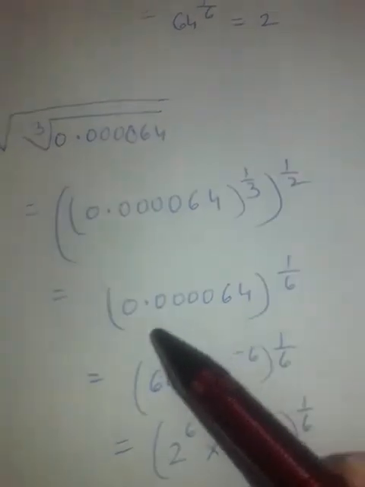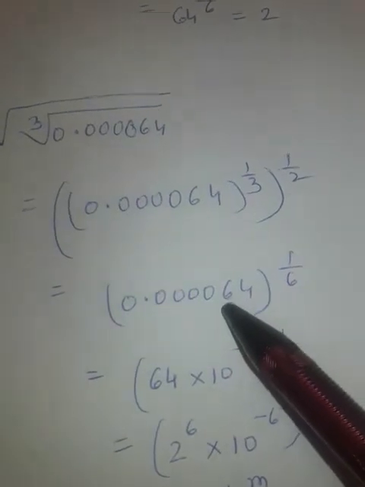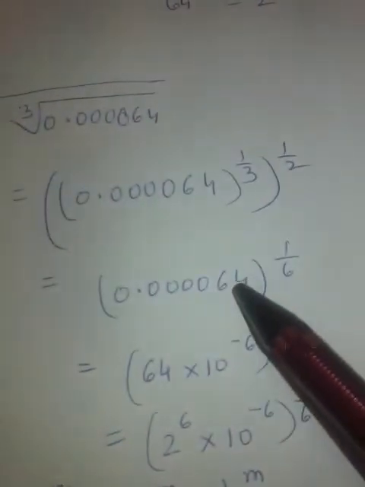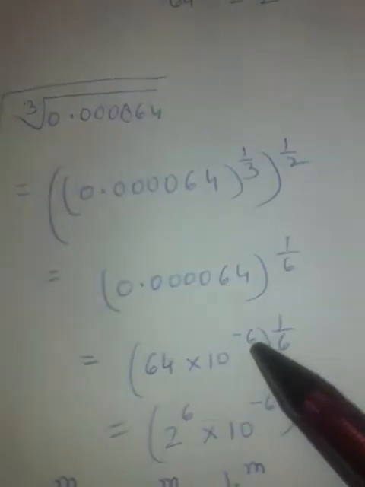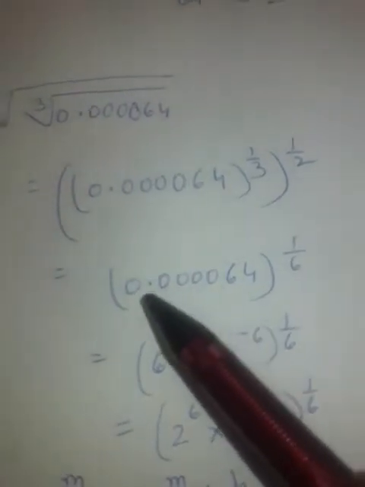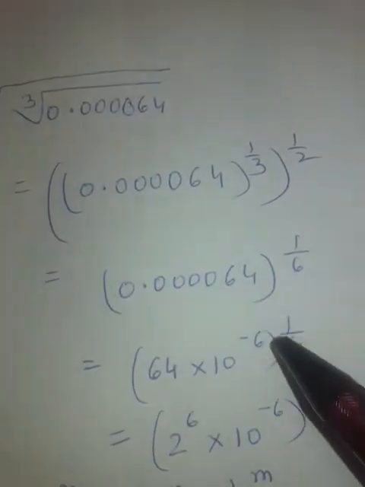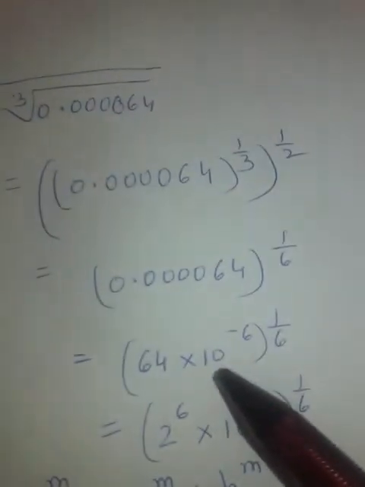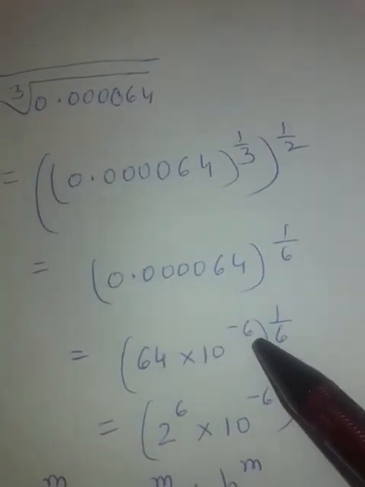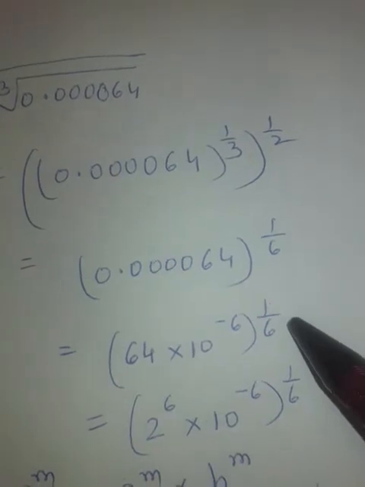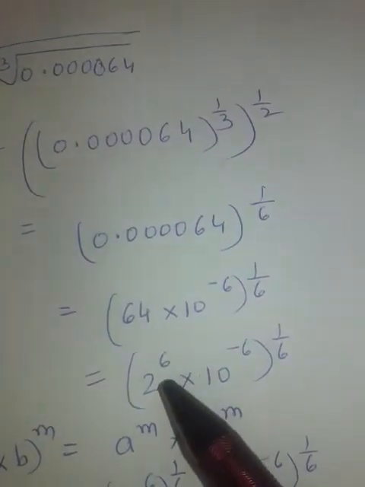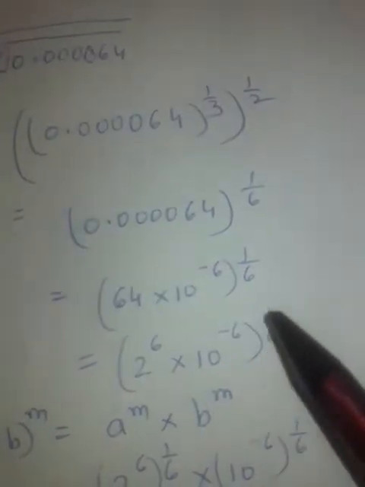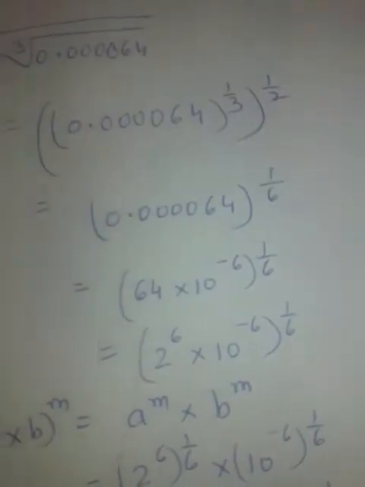Now, how many decimal places are there? 1, 2, 3, 4, 5, 6. So this number becomes 64 into 10 raised to minus 6. Because they are 0 point something, so index becomes negative. This is 64 multiplied by 10 raised to minus 6, bracket raised to 6. But 64 itself is 2 raised to 6. So 2 raised to 6 into 10 raised to minus 6 bracket raised to 1 by 6.